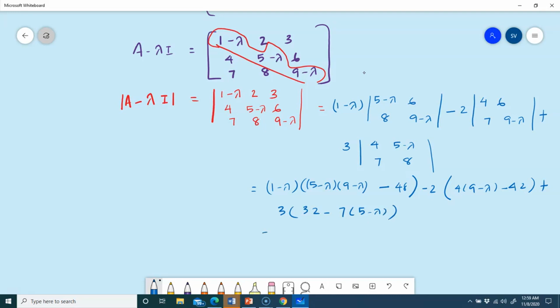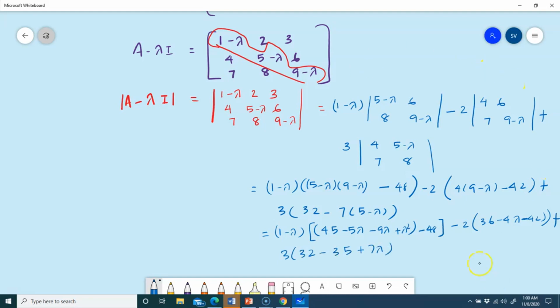You can simplify this. 1 minus lambda times (5 minus lambda times 9 minus lambda), so you can FOIL it: 5 times 9 is 45, minus 5 lambda, minus 9 lambda, plus lambda squared. Then minus 48. Minus 2 times (36 minus 4 lambda minus 42), plus 3 times (32 minus 35 plus 7 lambda). Okay, so simplify it.